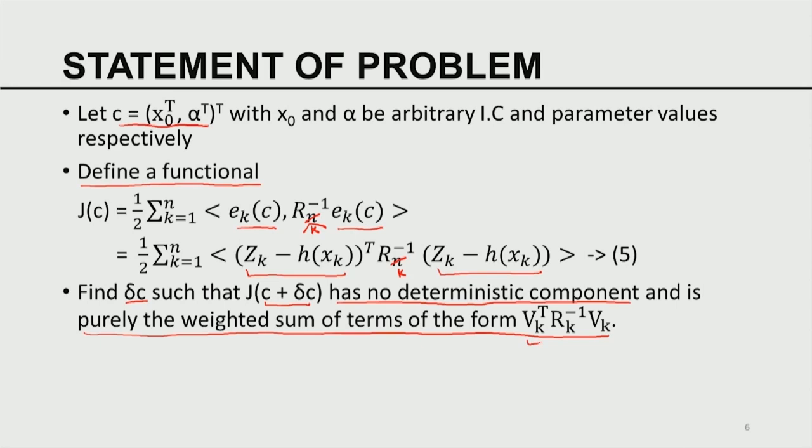So please remember, Vk is Gaussian. Vk transpose Rk inverse Vk, the weighted sum of squares, is a normalized sum of squares of Gaussian random variables.